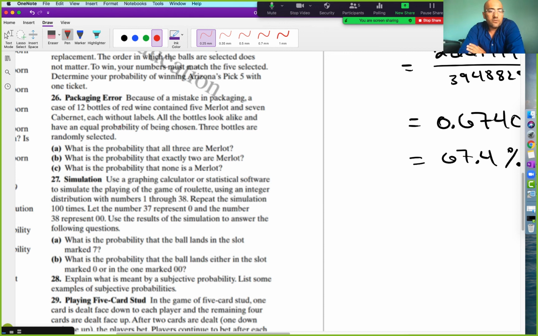Because of a mistake, let's do number 26. Because of a mistake in the packaging, a case of 12 bottles of red wine contained 5 Merlot and 7 Cabernet, each without labels. All the bottles look alike and have an equal probability of being chosen. 3 bottles are randomly selected. What is the probability that all 3 are Merlot? Okay, so what do we got here? We got a pool of total of 12 bottles.